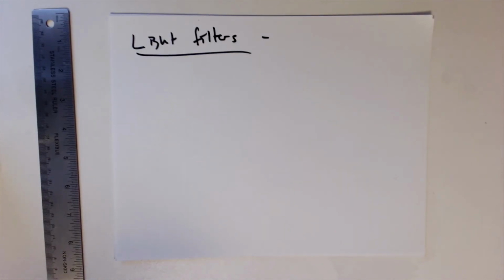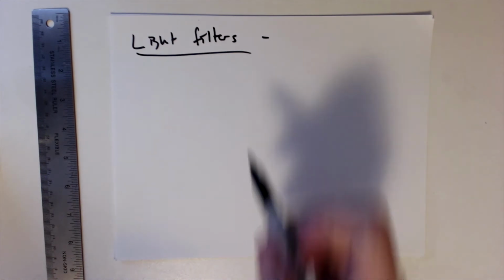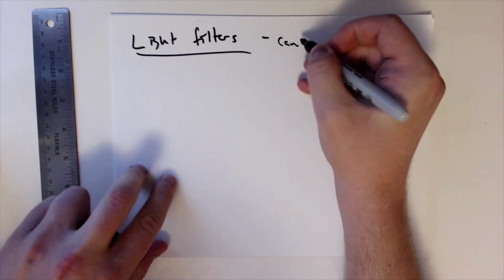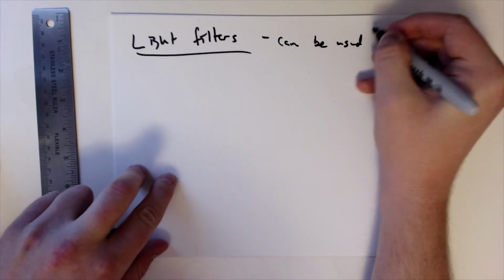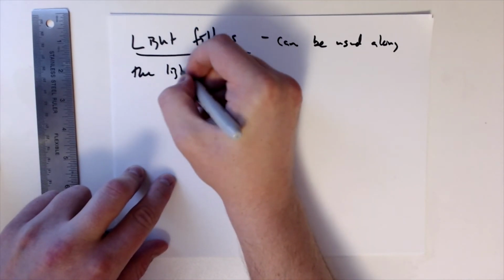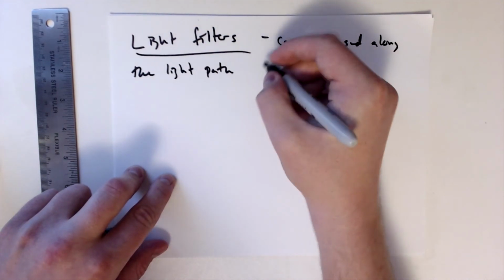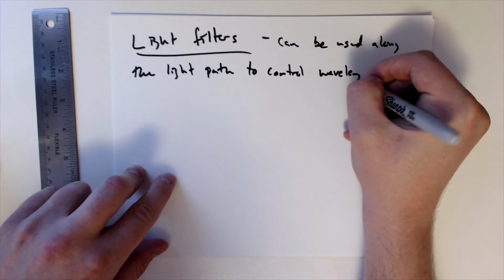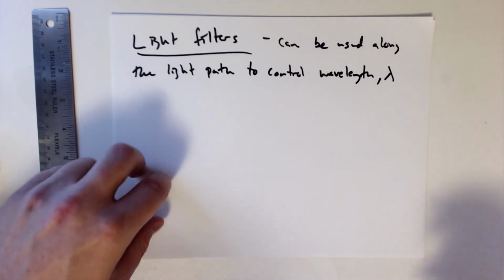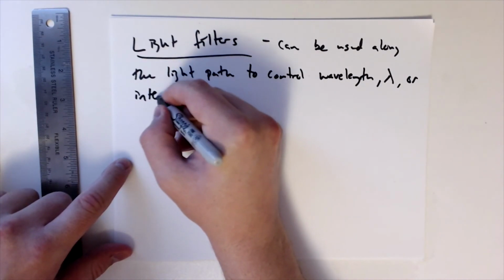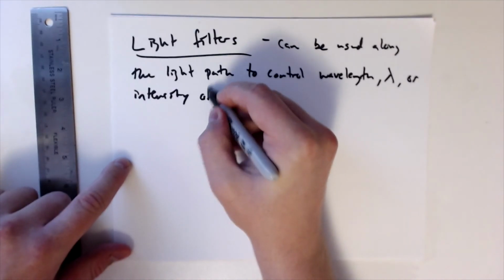All right, one last thing to mention in the illumination system is light filters. So I just wanted to briefly talk about this. So light filters, their purpose is that they can be used along the light path to control wavelength, and we used lambda for that, or intensity of illumination.